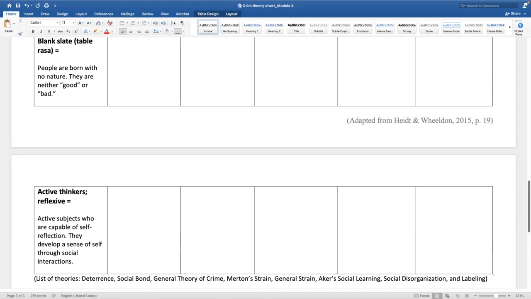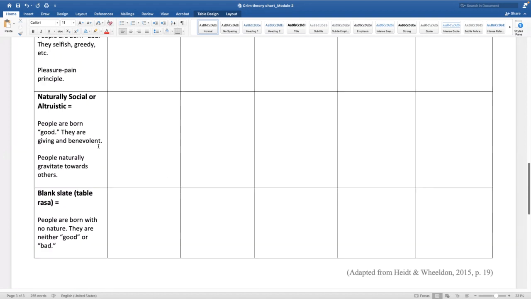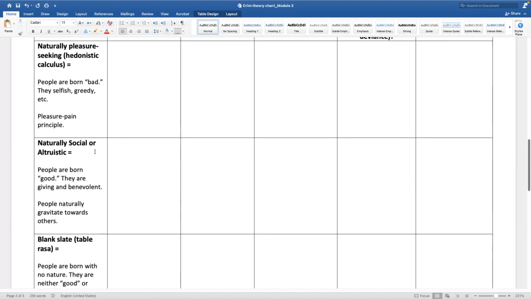Okay, now that you know what each assumption means, all you have to do is type in this information, what I just did, save it, and then submit it to Blackboard to receive your points. There will be another instructional video on how to fill in this chart for a specific theory in the upcoming weeks, so stay tuned.